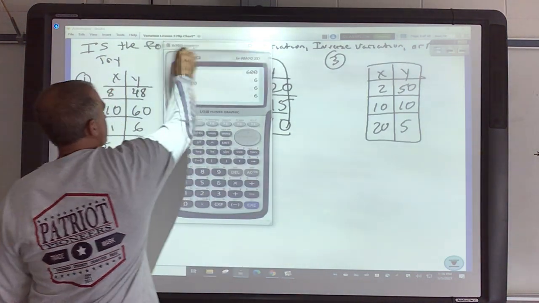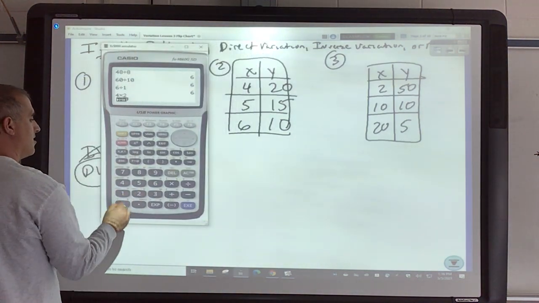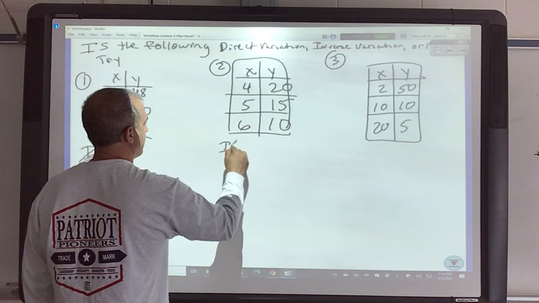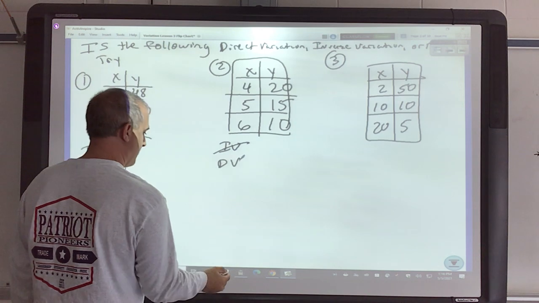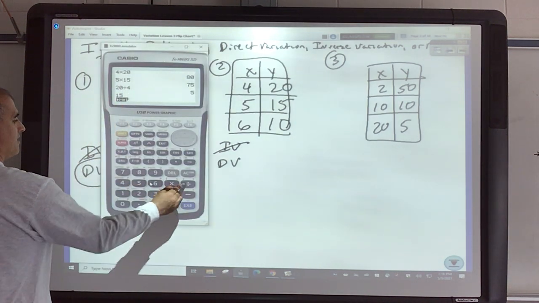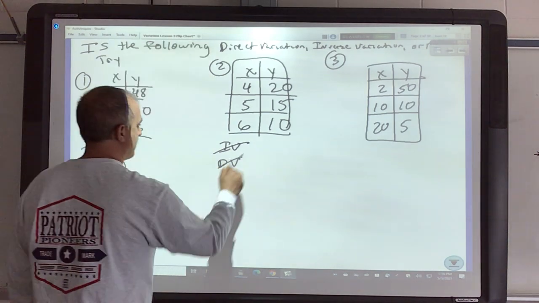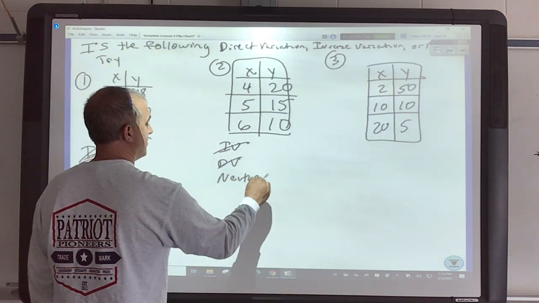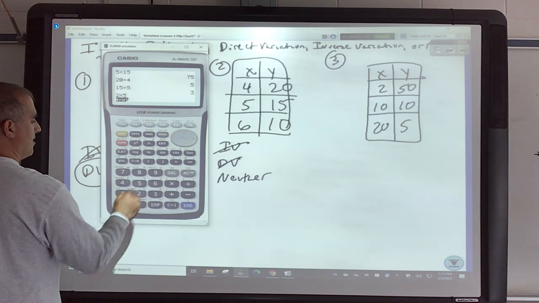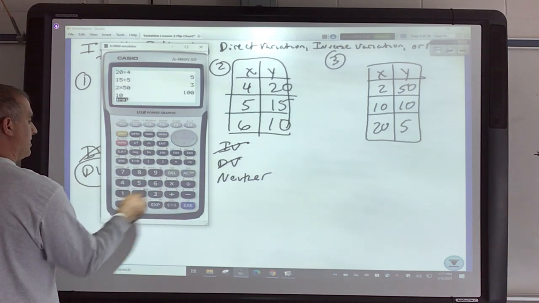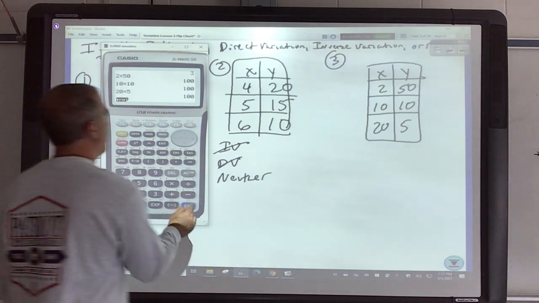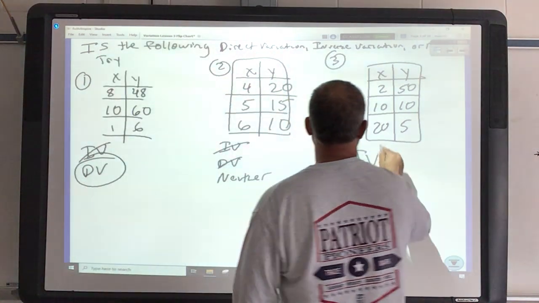Let's try this one. 4 times 20, 80. 5 times 15, not 80. So inverse variation is out. Let's try direct variation. 20 divided by 4, 5. 15 divided by 5, 3. So direct variation's out. This is neither. Let's try this last one. 2 times 50, 100. 10 times 10, 100. 20 times 5, 100. So this is inverse variation.